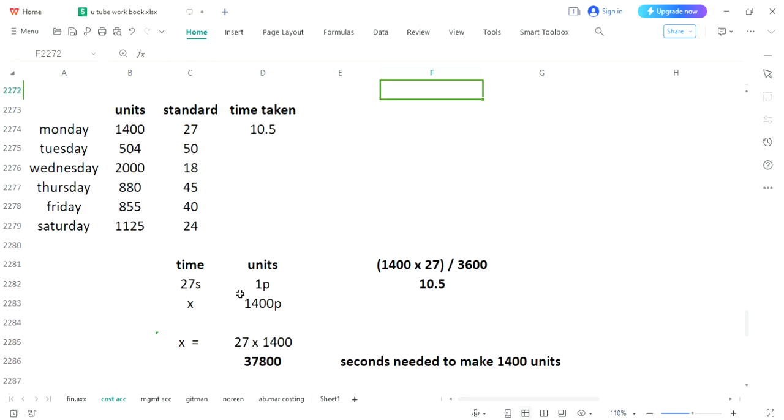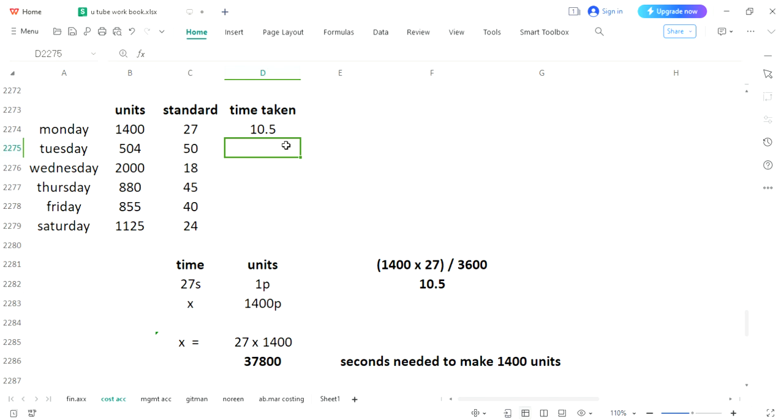So instead of doing first step and second step for every day, please learn what you have done. These 1400 units are first multiplied by 27 and then divided by 3600. We will be following the same procedure for every day instead of solving separately, and these 2 steps are a little lengthy. Instead, just follow this formula which we have just concluded.